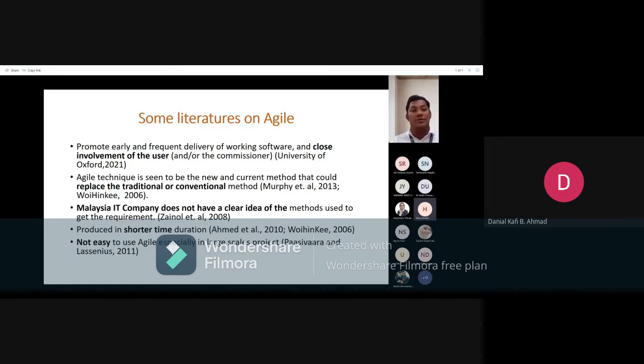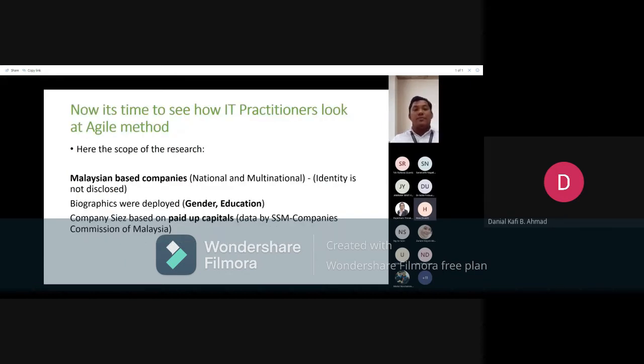Okay, so now it's time to see how IT practitioners look at Agile method in the context of Malaysia. So this is the thing that I wanted to share today. It is Malaysian-based companies, national and multinational.